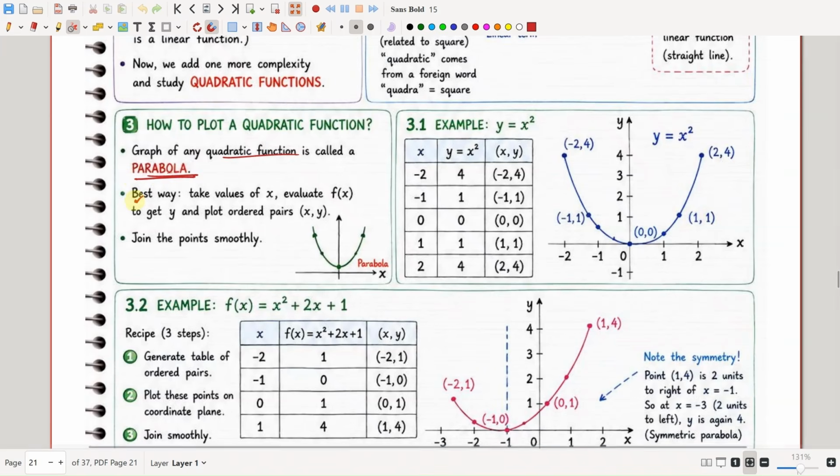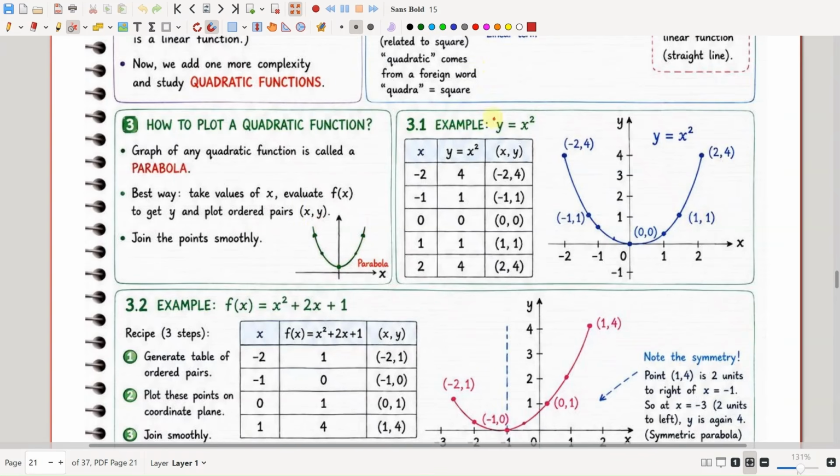The best way is to take values of x and evaluate f of x to get y, and we plot the ordered pairs x comma y. So we take the values of x and calculate f of x, which means f of x is equal to y. Then we join the points smoothly. For a linear function we join in a straight line, but for a parabola we join as a smooth curve, which is a parabola.